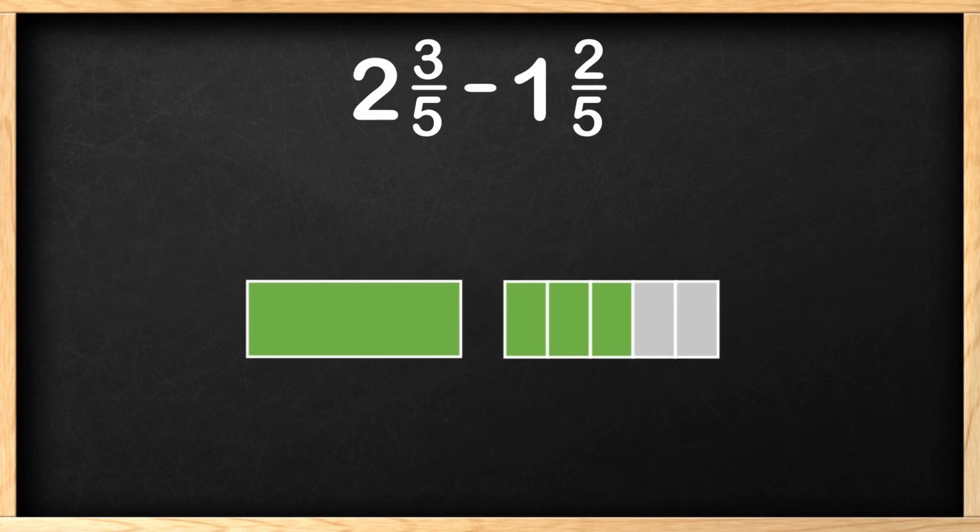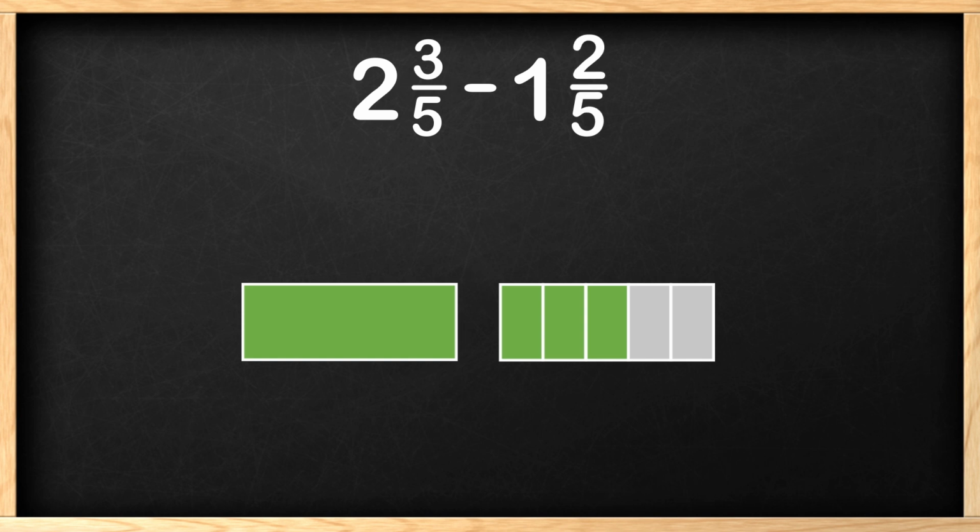Now that we've taken the 1 whole, how are we going to take away 2/5? Remember, 2/5 means 2 shaded parts out of the 5 equal parts, so we can take away 2 of the shaded parts of the rectangle. Great job! This is the difference, or how much we have left after we subtracted. We have 1 whole and 1/5, or 1 1/5. So the answer is 1 1/5. Great job, guys!